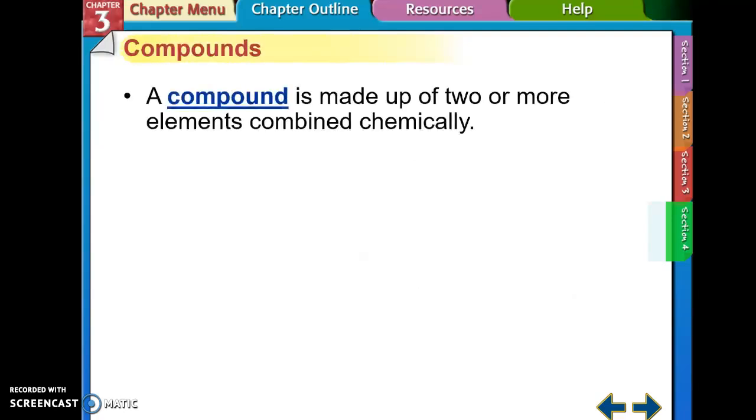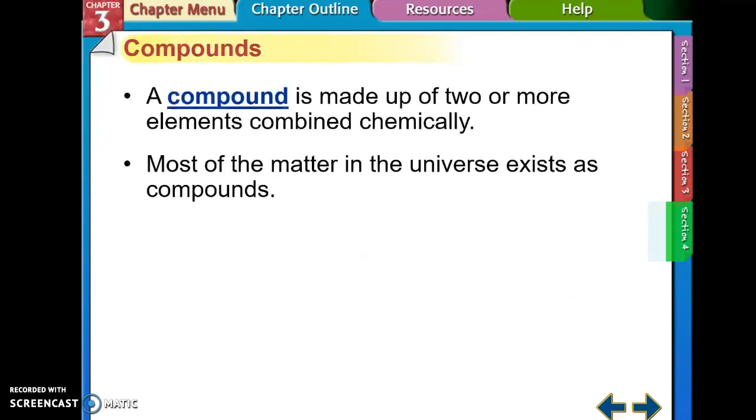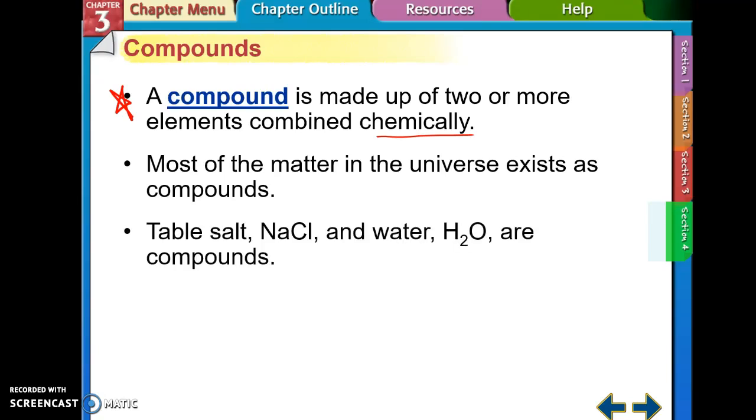Compounds are 2 or more elements combined chemically. Chemically means that I can't just pull them apart. I have to undergo some sort of chemical process, change the temperature, change the chemical makeup of it to pull them apart. So most everything exists in the world as compounds. You are made up of lots of compounds. I am made up of lots of compounds. Your cell phone is made up of lots of compounds.